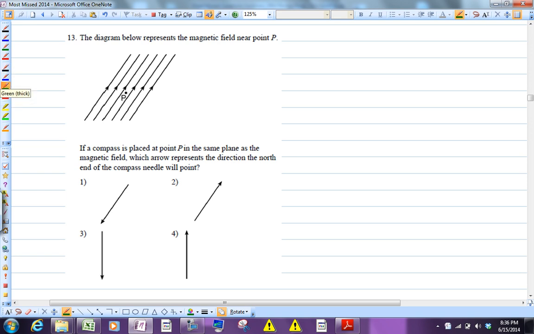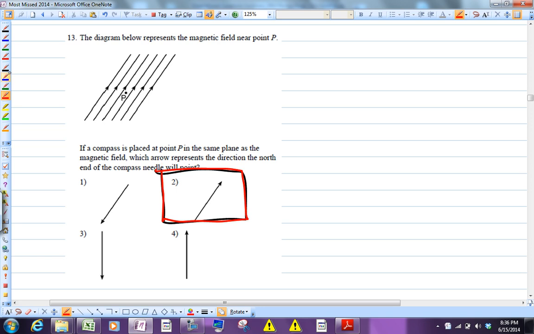Thirteen is one of those questions where I think we confuse ourselves more than necessary. When you have a magnetic field line, much like an electric field line, it tells you the direction the north end of a compass would point. So a compass is always going to point in the direction of the magnetic field lines. So the answer is going to be 2.